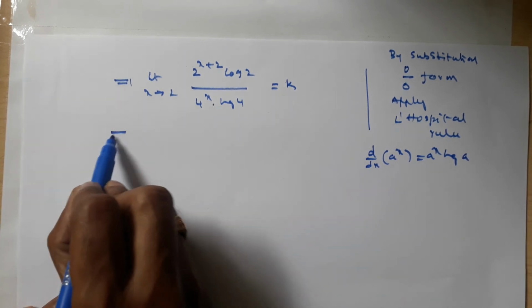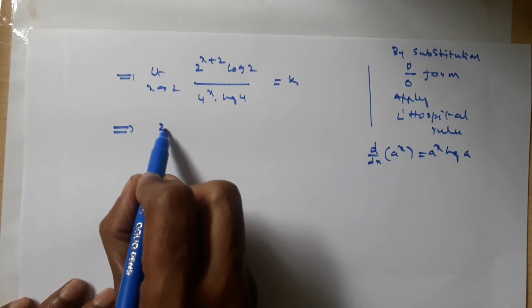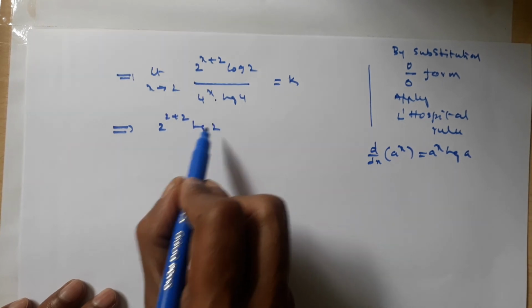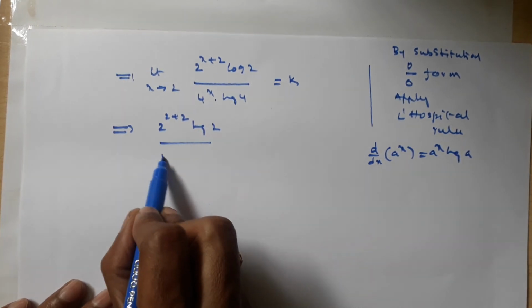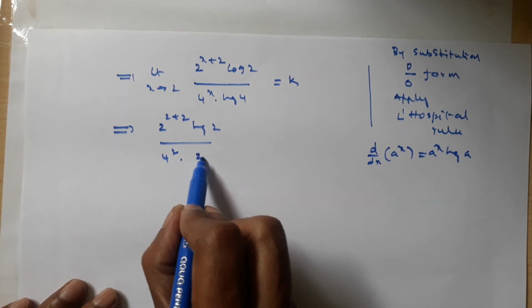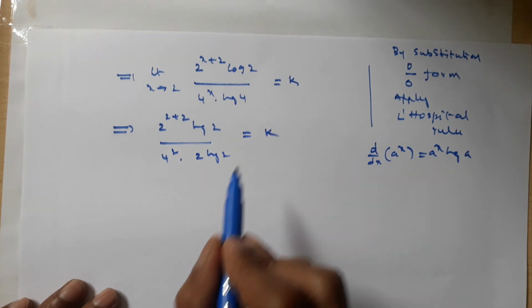This implies next the substitution method now. So 2 to the power of 2 plus 2. Always in limits we must do the substitution method at the end only. Log 4 is now 2 log 2, is equal to k.